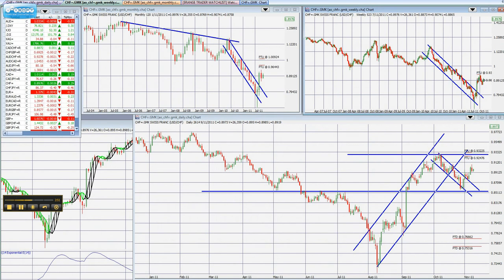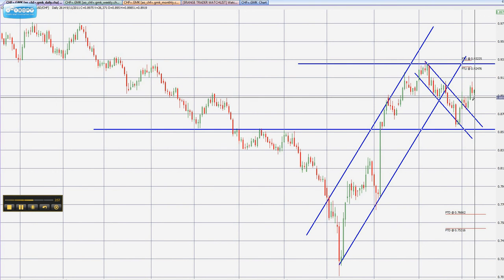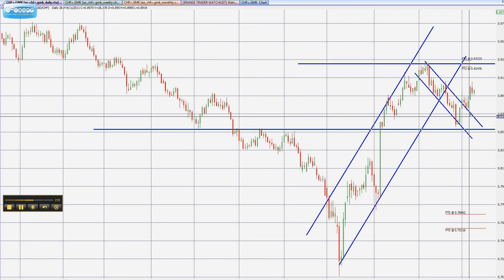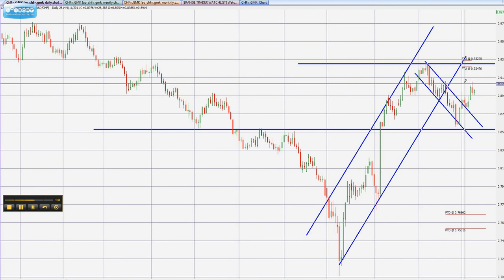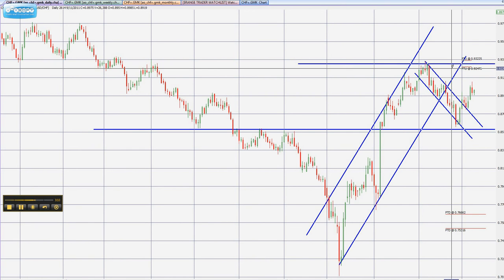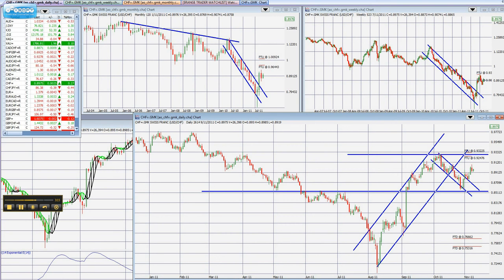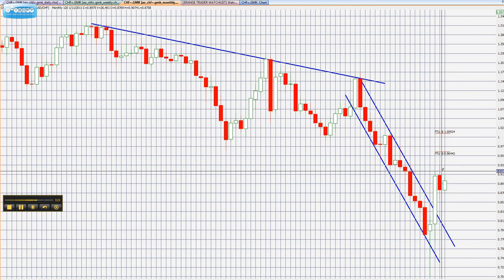But what I do see on the daily is that it has broken out of this downwards channel here, and the target of that is basically the next point of resistance, and that's at the 92, 93 mark. Now, if I look at the weekly, the monthly, it's telling me, okay, this could have further to go on the upside.